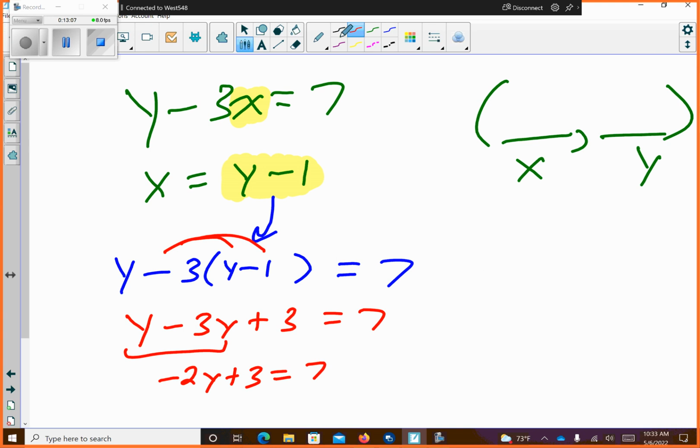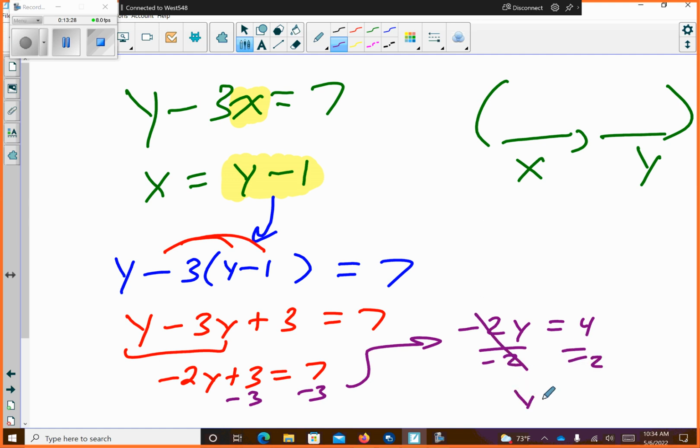Okay, what should I do next to get y by itself? -3, cool. So that's going to give me -2y is equal to 4. What should I do to get y all by itself? Divide by -2, very good. Those cancel. So 4 over -2 is -2. So my y value is -2. Okay?